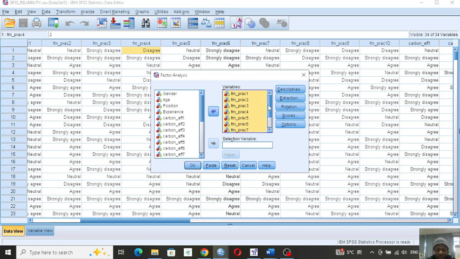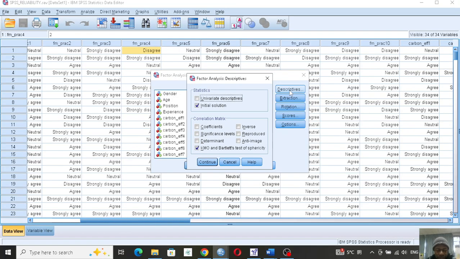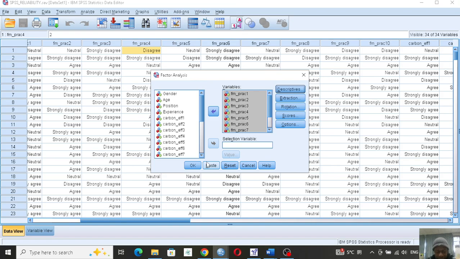In this one, you have to make sure you select something called KMO. So to get the KMO, you come here. You could see the KMO down here. If it is checked, leave it checked. If it is not checked, check it. So that is the only thing you need here, for the sake of this particular study.